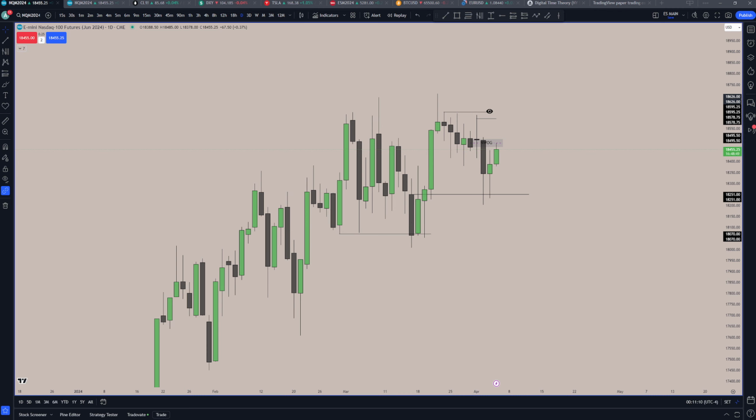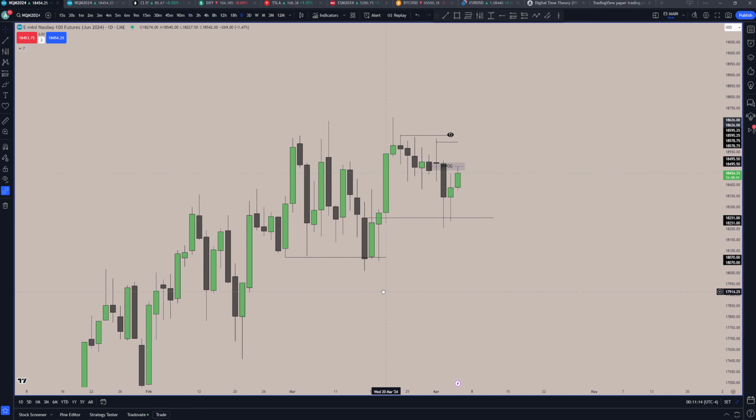In the beginning of the week, what I was talking about with the indices, specifically NASDAQ, was I wanted to see NASDAQ essentially take these equal highs, but I did want to see a trade below this sell side here first. So here on the daily, we also had this giant BISI.